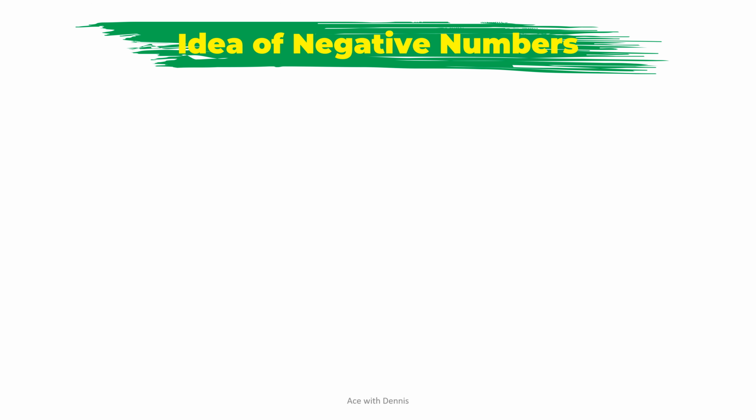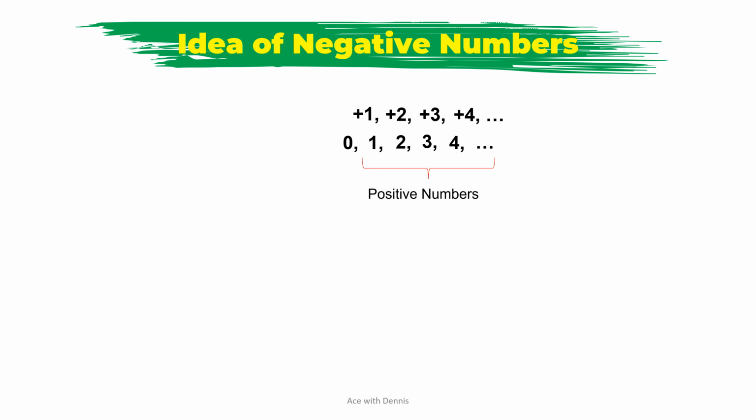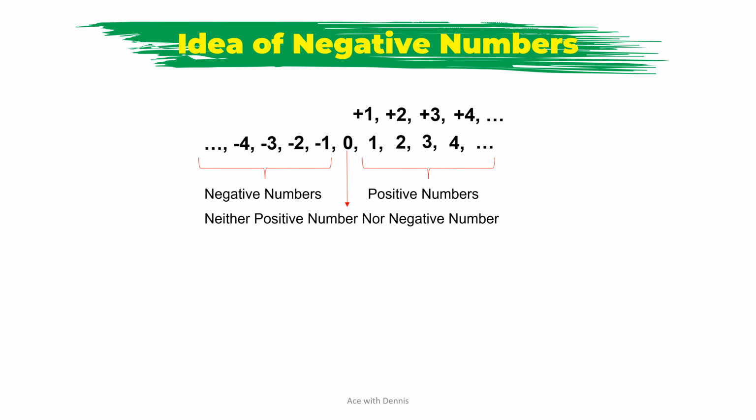Let's start the lesson with the idea of negative numbers. This is 0. When we move to the right, we have 1, 2, 3, 4, and so on. These numbers are positive numbers. We can also write them as positive 1, positive 2, positive 3, positive 4, and so on. When we move to the left, we have negative 1, negative 2, negative 3, negative 4, and so on. These numbers are negative numbers. 0 is neither a positive number nor a negative number.